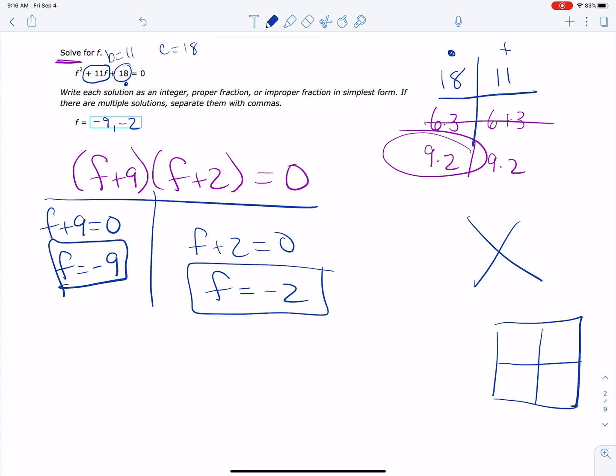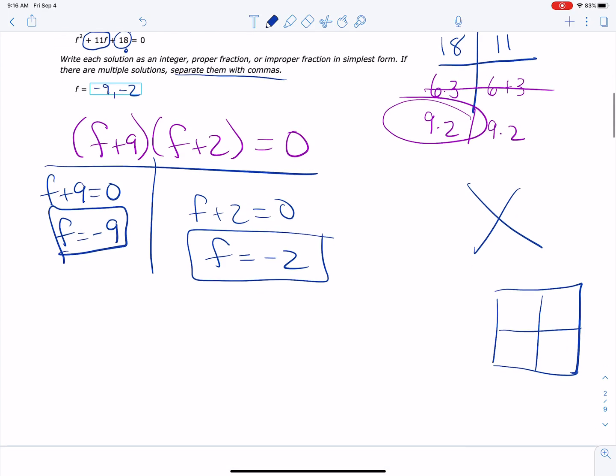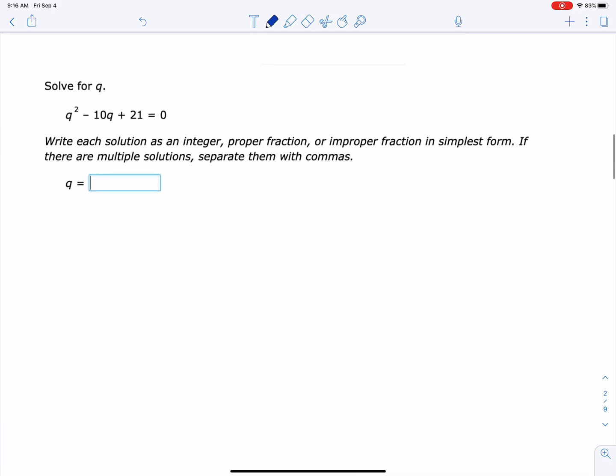Okay, so my two answers would be negative 9, comma, negative 2. It says if there's multiple solutions, separate with a comma. Okay, I hope this is bringing back good memories from last year. Factoring is very important, so this is a really good place to start for us for geometry. So here's my next trinomial.